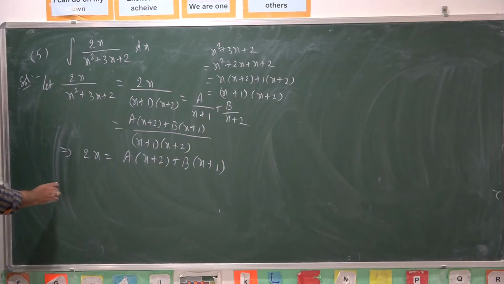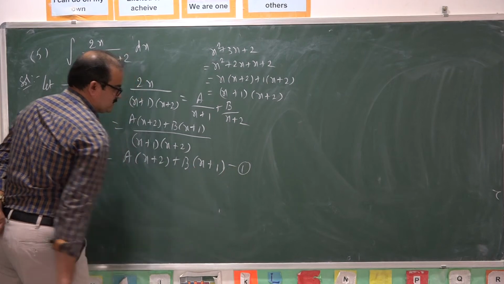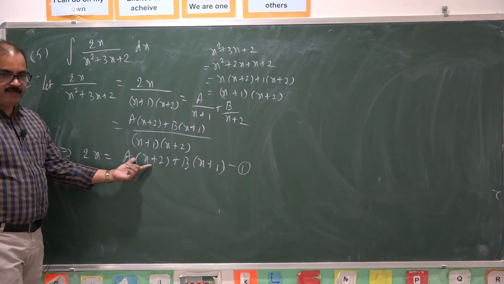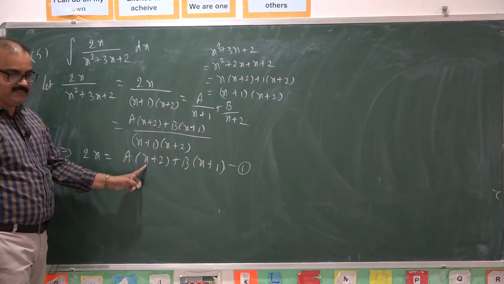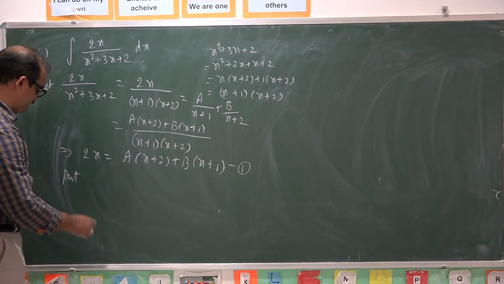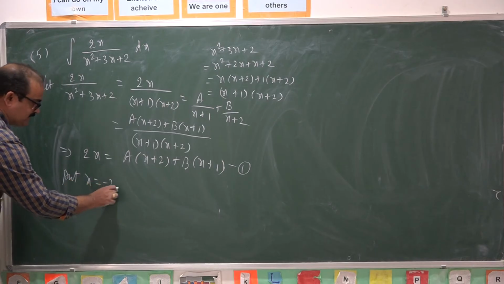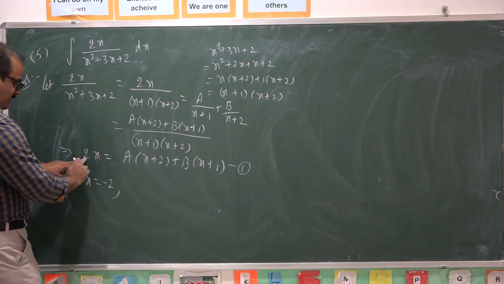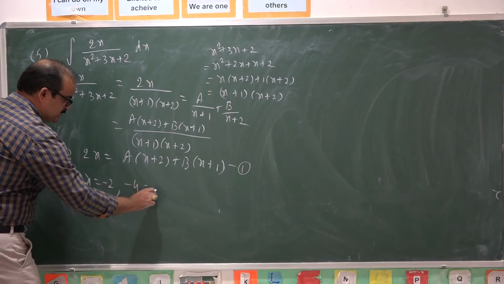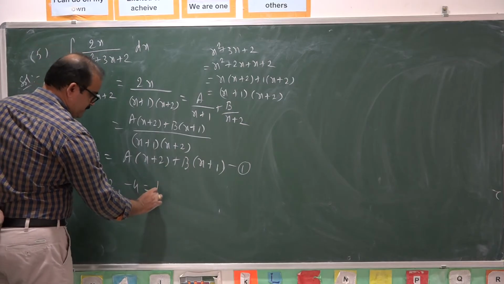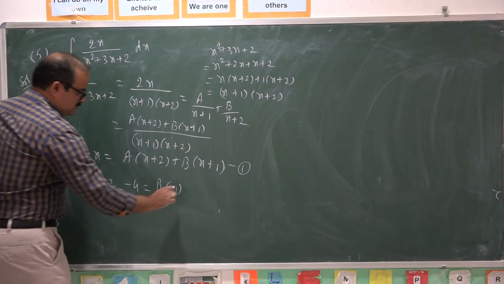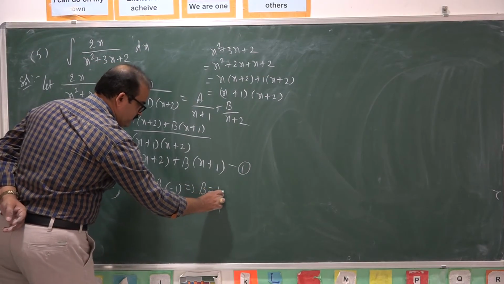Let it be equation 1. When this first term becomes 0, if you put x is equal to minus 2, x plus 2 is 0. So you put x is equal to minus 2. Then LHS becomes minus 2 into 2, minus 4, is equal to, this is 0, b into minus 2 plus 1, that is minus 1. So, b is equal to 4.